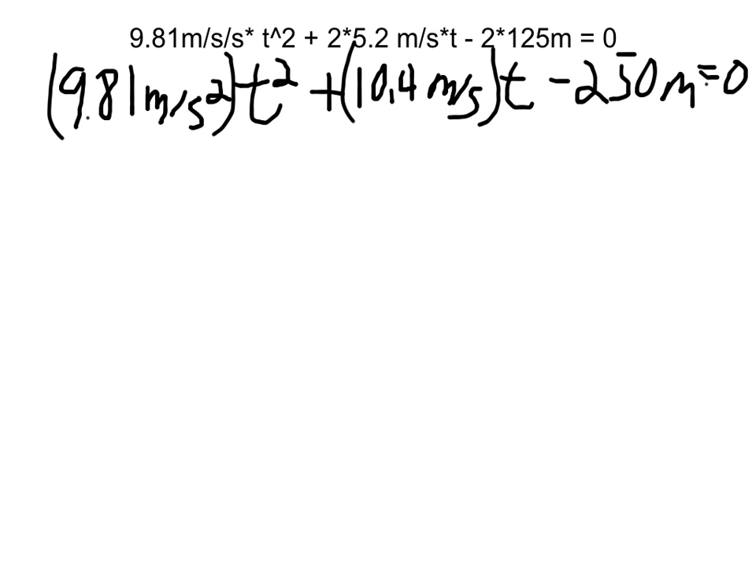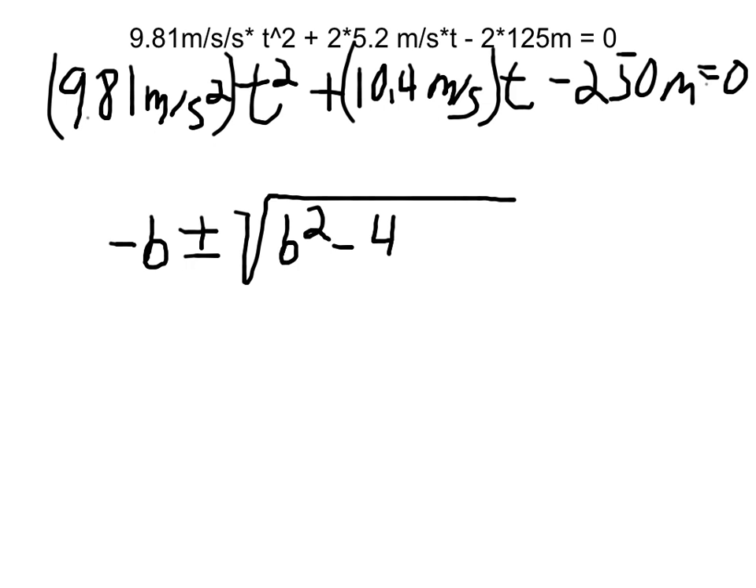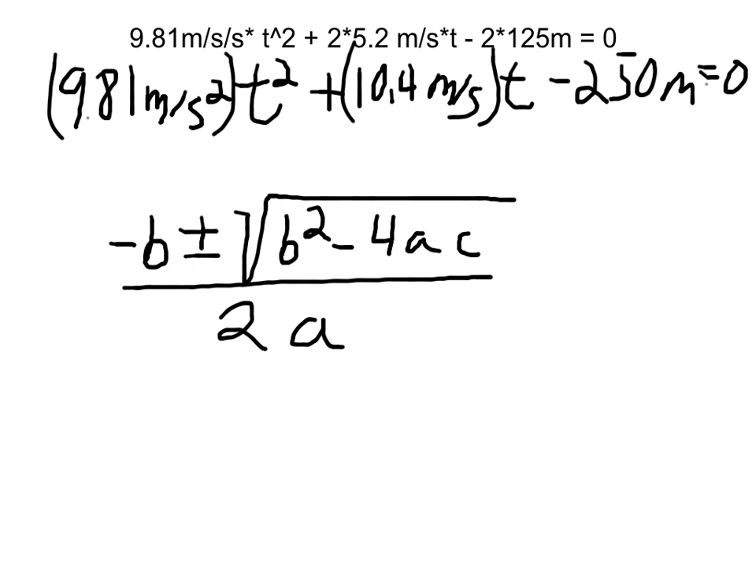I don't know if you had to sing this song in middle school, but I certainly did. Negative b, plus or minus the square root, b squared minus 4ac all over 2a. The quadratic formula. That's correct. What's above is a quadratic equation. Negative b plus or minus the square root, b squared minus 4ac all over 2a.